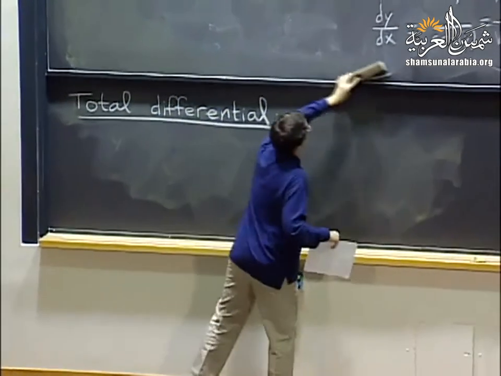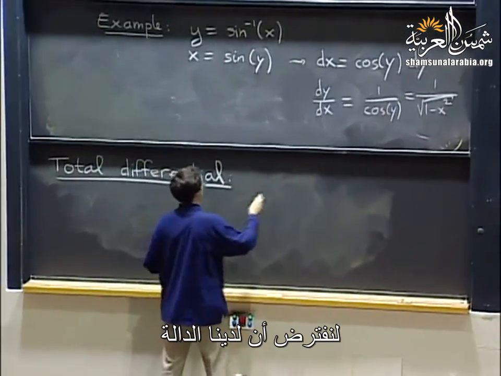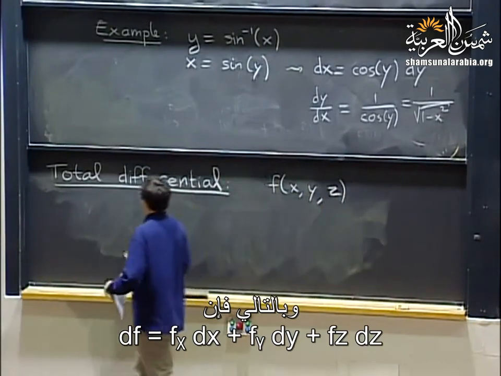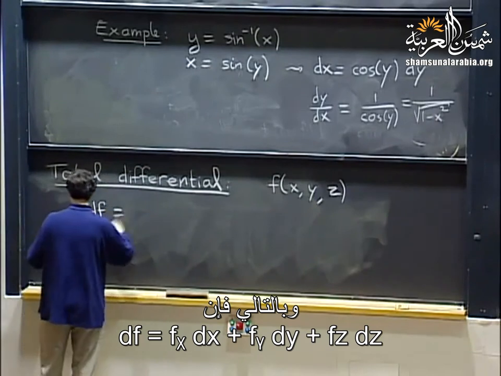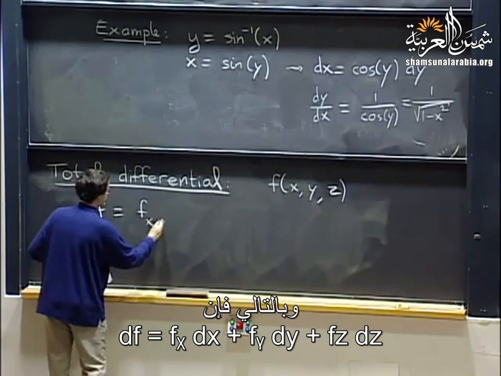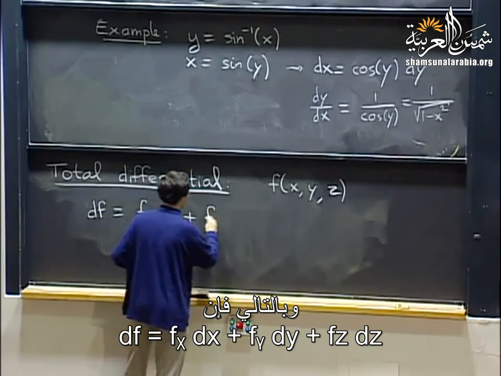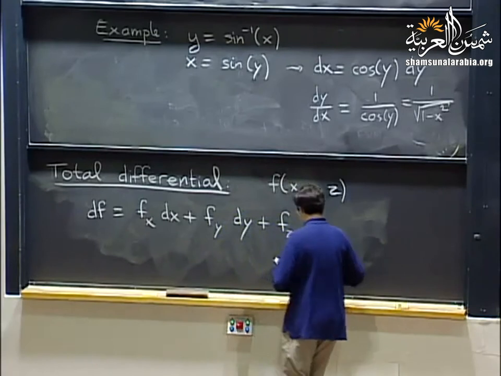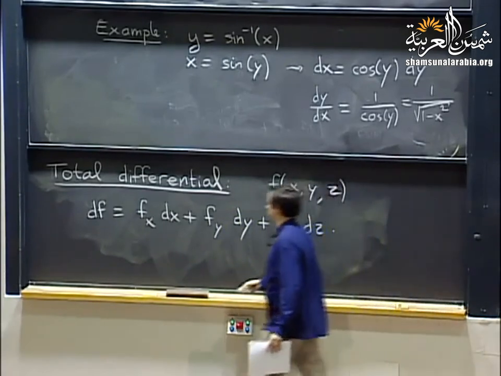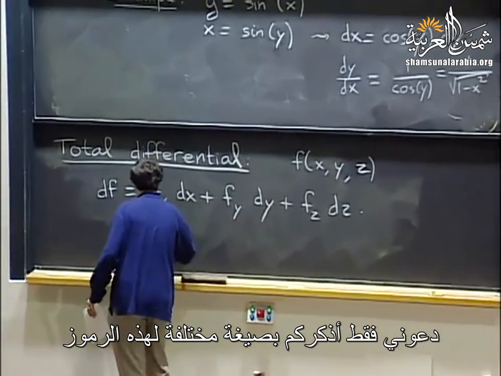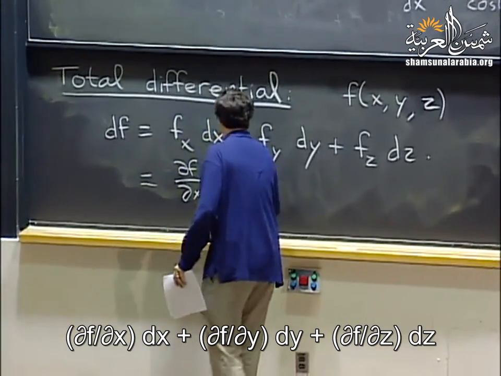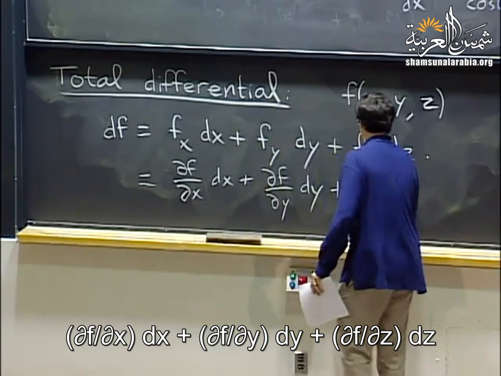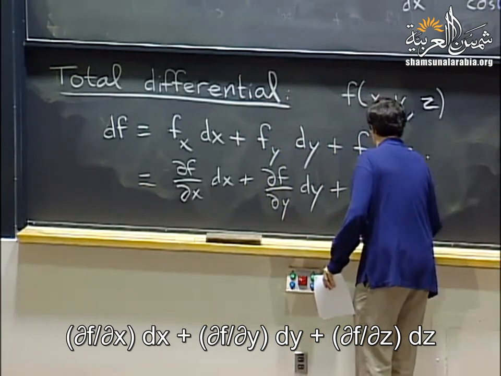So, namely, let's say that you have a function f, maybe of 3 variables x, y, z, then you will write df equals f sub x dx plus f sub y dy plus f sub z dz. Or maybe just to remind you of the other notation, partial f partial x dx plus partial f partial y dy plus partial f over partial z dz.